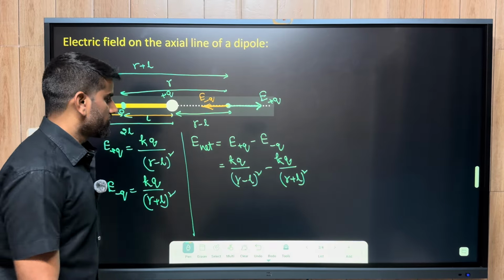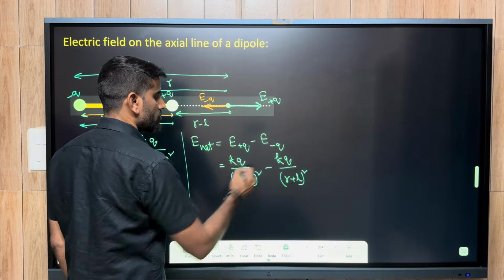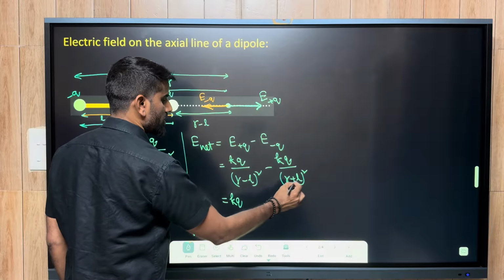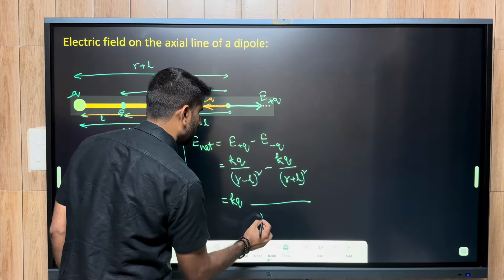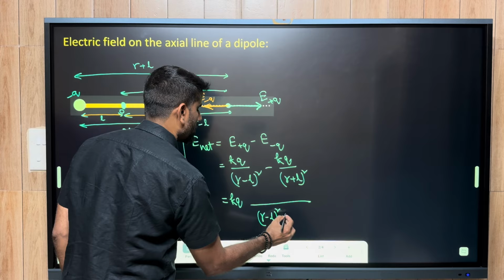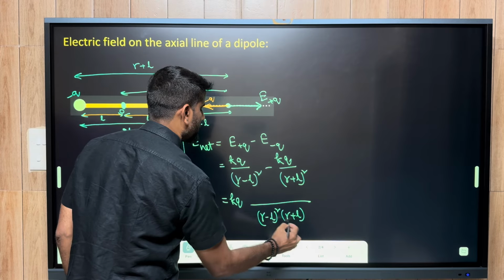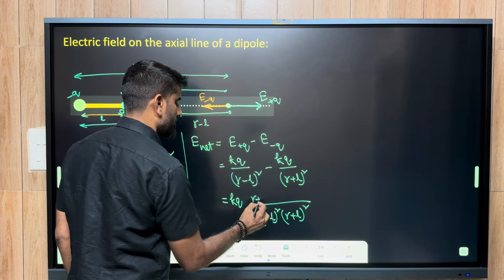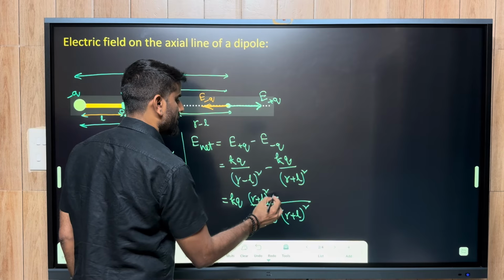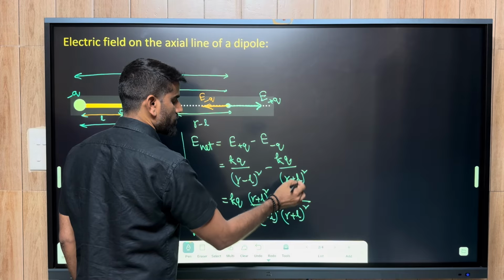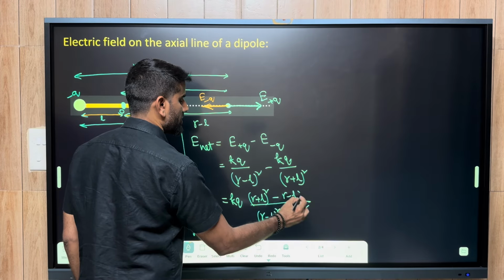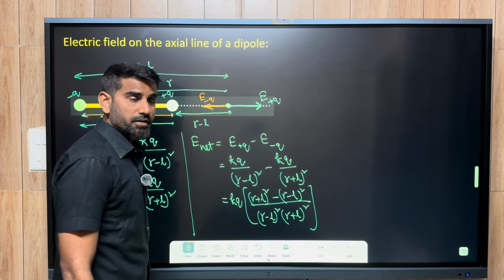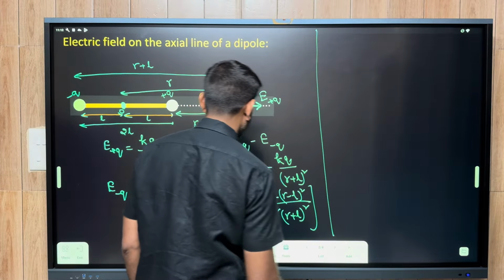Right. Now I'm going to take kQ common, and we have (R minus L) square and (R plus L) square in the denominator. If (R minus L) square is here, then (R plus L) whole square is in the numerator, minus, as (R plus L) whole square is here, then (R minus L) whole square. Okay, now let's simplify this one.